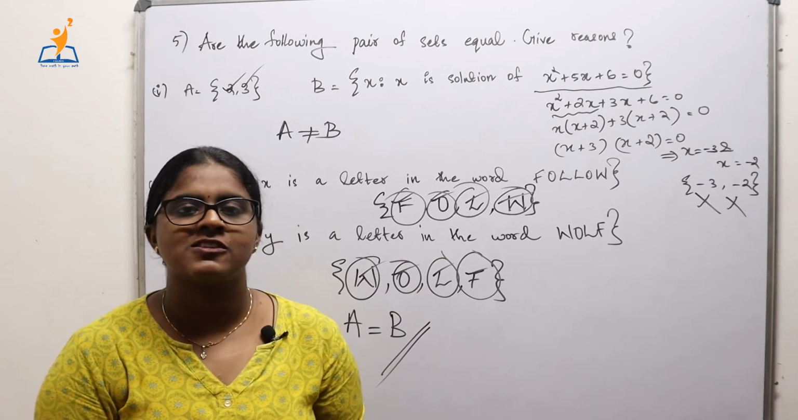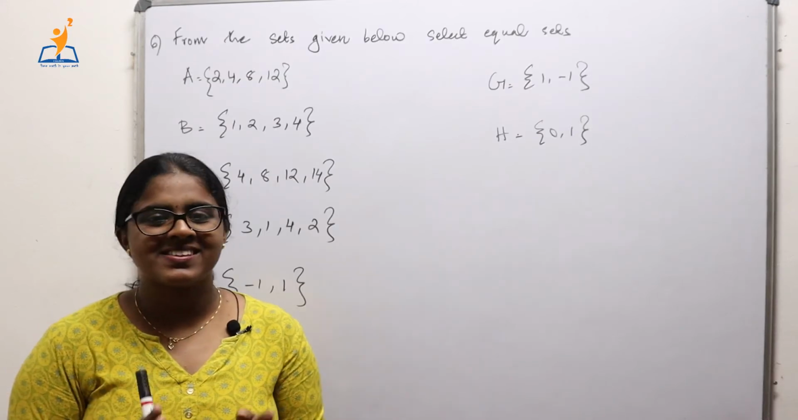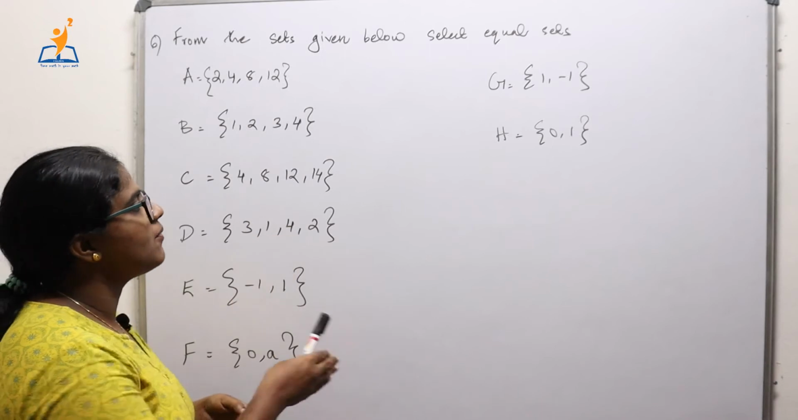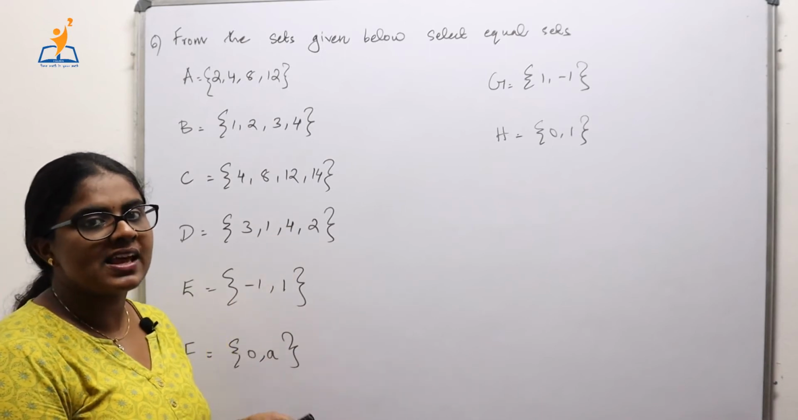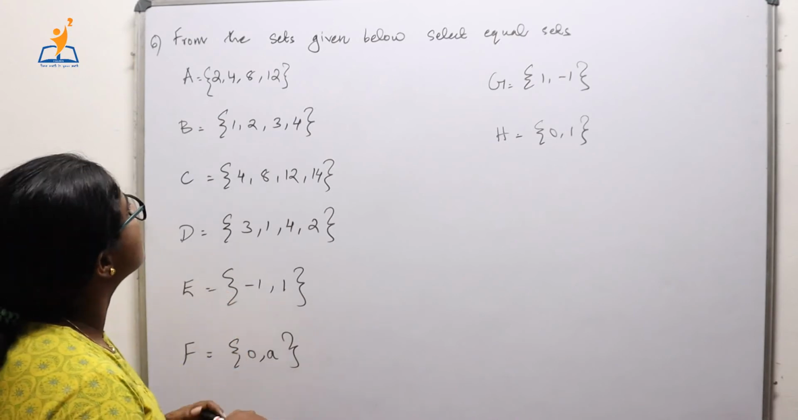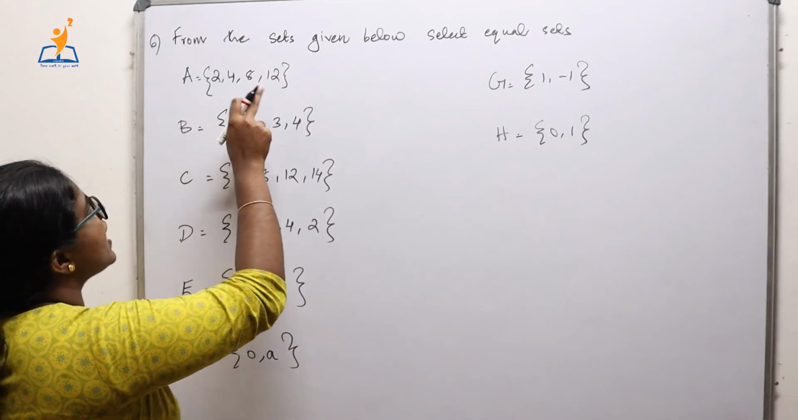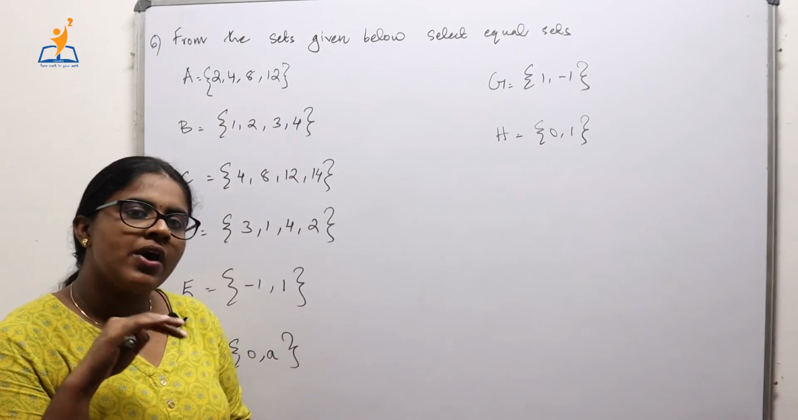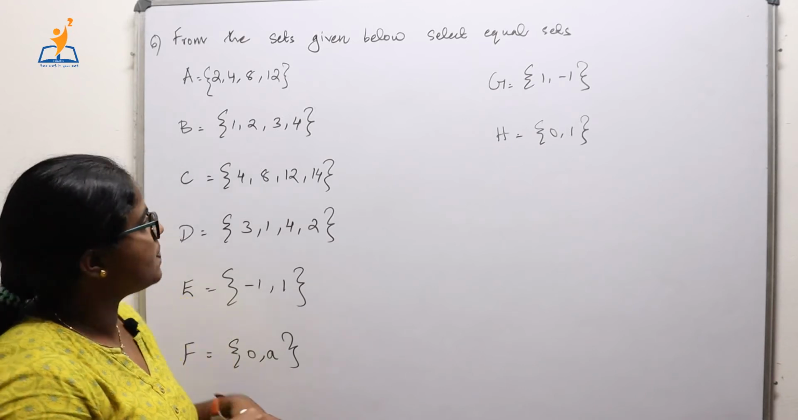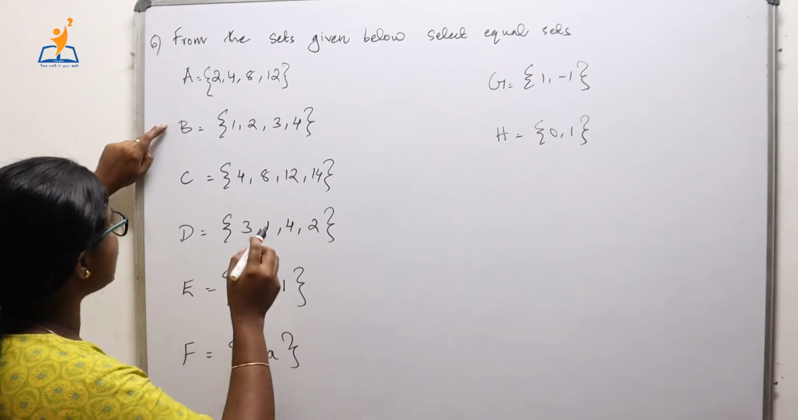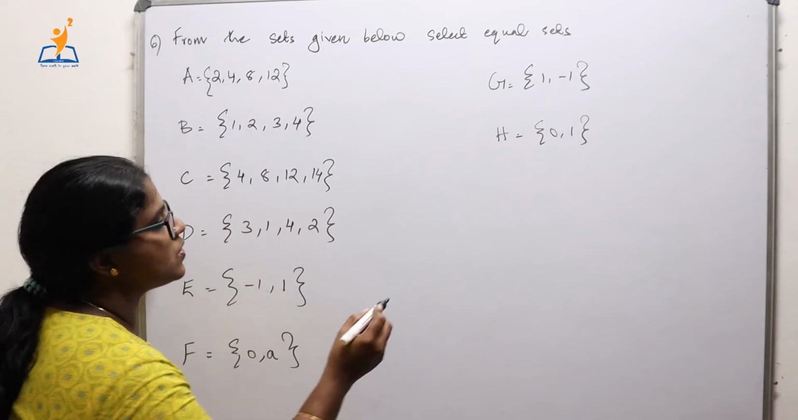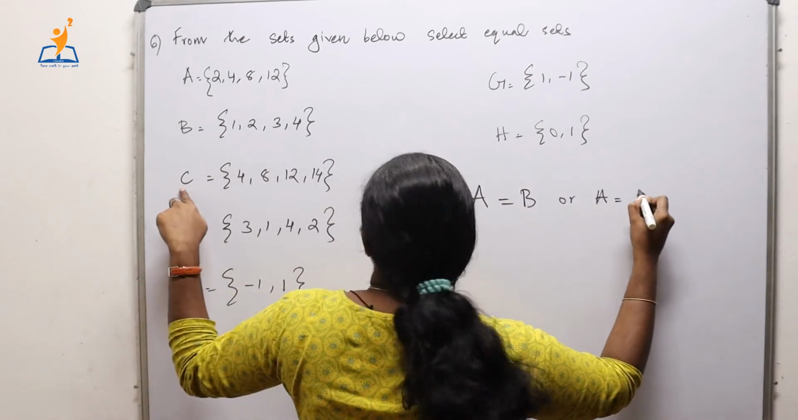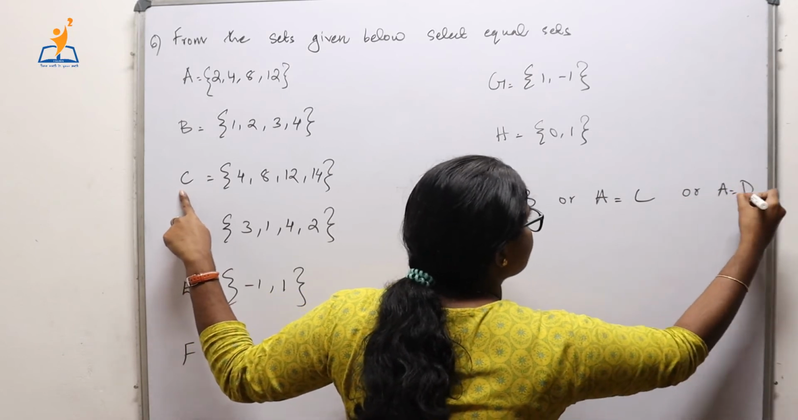Now we shall move to the last question, that is question number 6. Consider question number 6. From the sets given below, select equal sets. We are given with different sets and we have to select the equal sets from these sets. Now we have A as 2, 4, 8, 12 and here in A there are 4 elements. So A should be equal to a set which contains 4 elements only. So in these sets given we have B, C and D with 4 elements. So A can be equal to B or A equal to C or A equals to D.